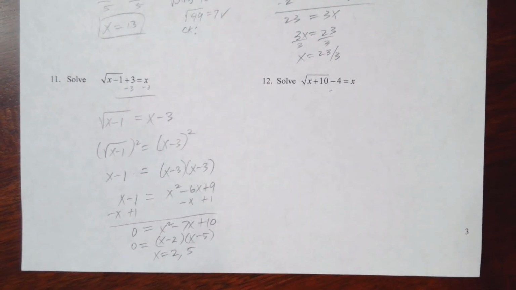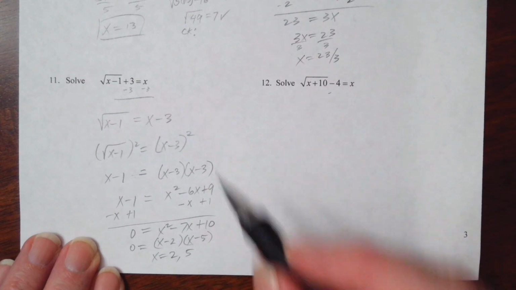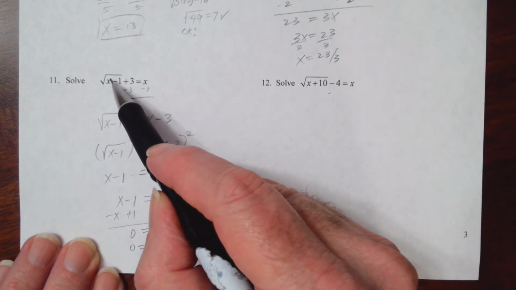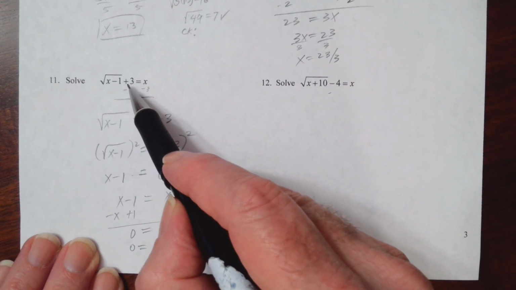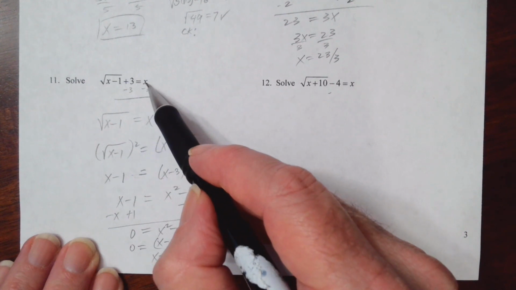However, remember, we need to check our answers. And 5 checks, you can put a 5 in here, and you're going to have 5 minus 1 is 4. Square root of 4 is 2. And 2 plus 3 is 5, which is what we said x is.